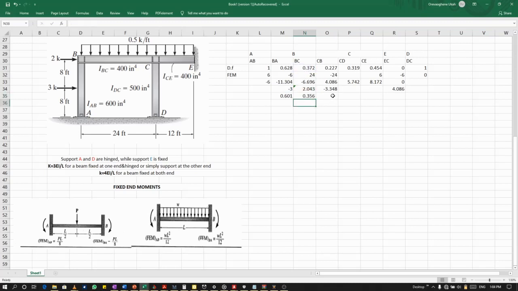All right. So we're going to balance joint C. All right, so let's balance it real quick. There's no need for that, so let's just do this times what we have here.